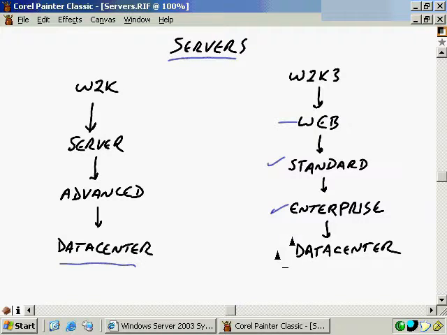And then, of course, there's the very beefy data center version, which is beefy not only in what its capabilities are, but also in its price, as you can imagine. Again, you're not going to buy a data center server by itself. That's why I can't tell you how much it costs, because you buy it with a big old server with a bunch of processors and a whole bunch of memory from some vendor like Dell or Hewlett-Packard or somebody like that. So these are the various types of servers along the Windows Server 2003 vein that you can get.